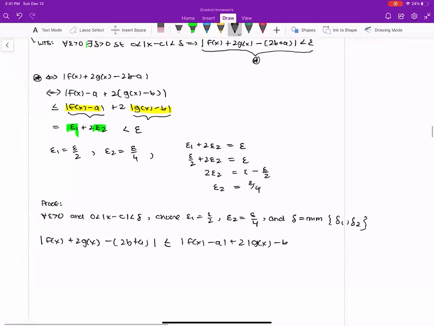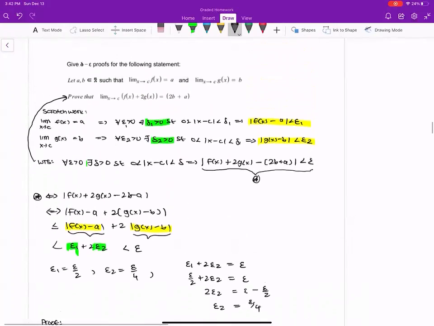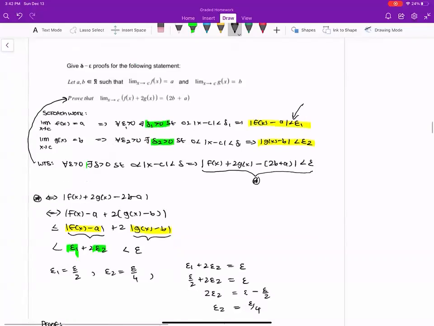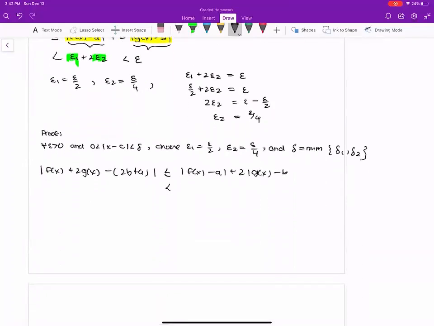And we know that is less than, oh, I made a mistake there. This should be less than, because when you are subbing in f of x minus a, there's a less than. So this would be epsilon 1 plus 2 epsilon 2, which we know the values of epsilon 1 and epsilon 2, which is epsilon over 2 plus 2 epsilon over 4 equals epsilon, as wanted.